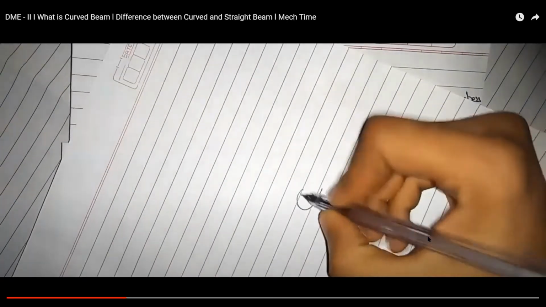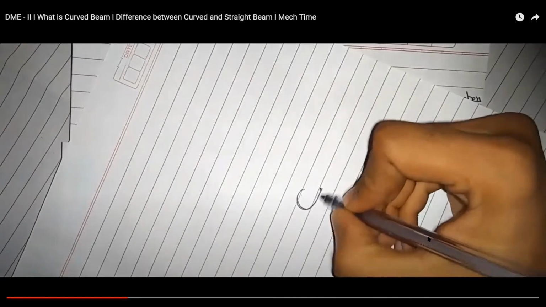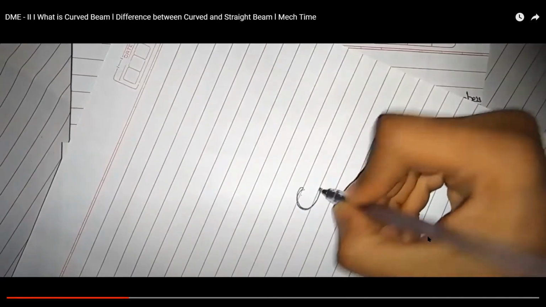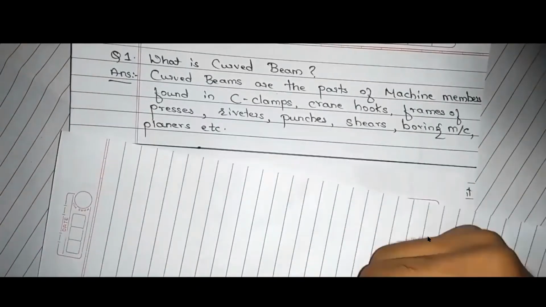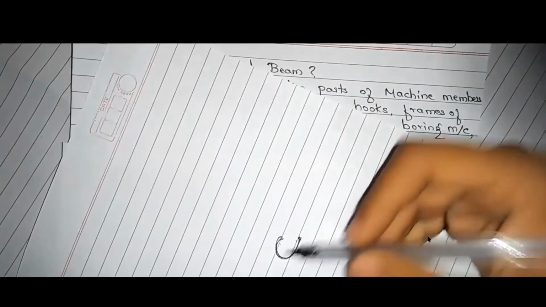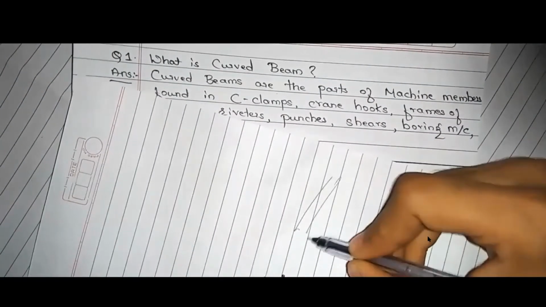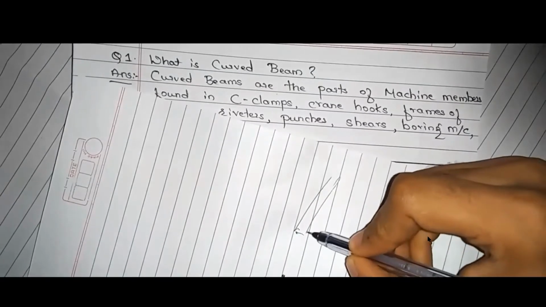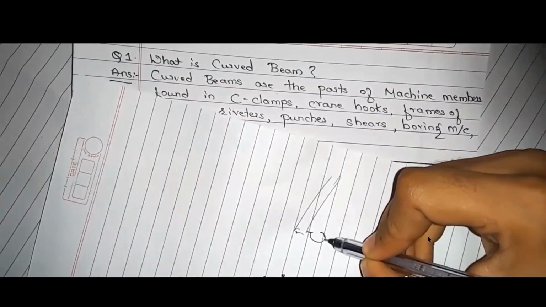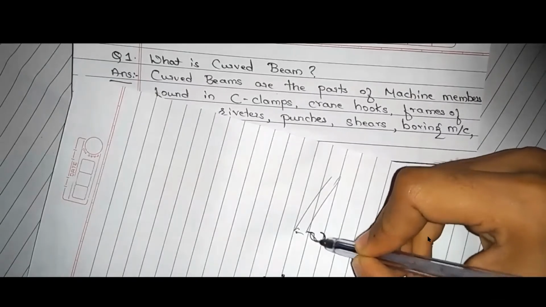As you can see, this is a C-clamp, so it is in the shape of a curve. The next is crane hooks. Though you have seen a crane with a handle at the top, you will see a hook like this, which is in a curved shape. So the curved beam is present in this.